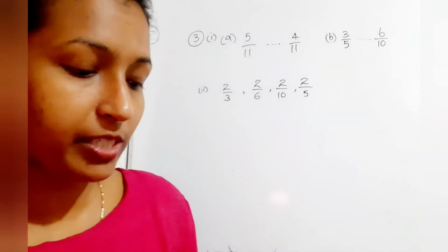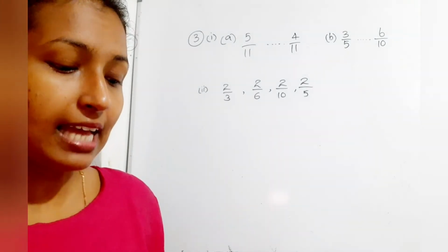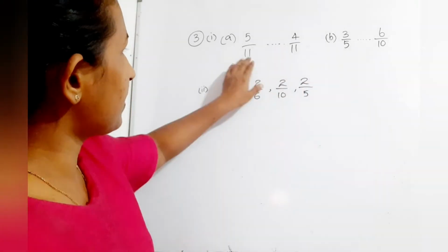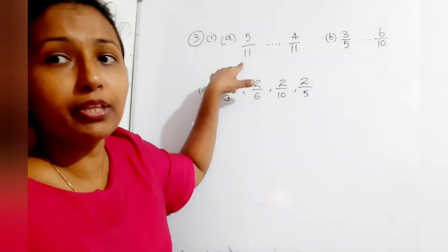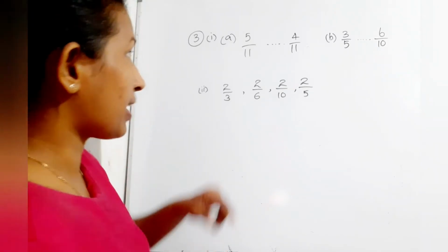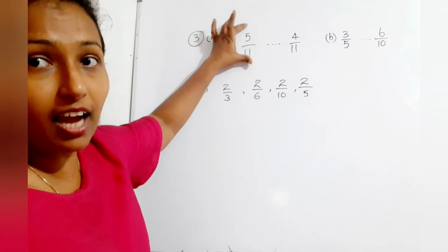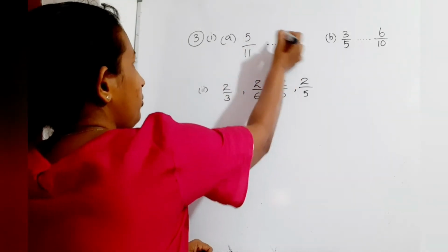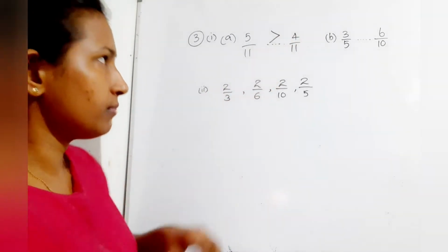Okay, now let's move to the third question. Fill in the blanks using the symbols greater than, less than or equal. Comparison of fractions. First one, A: 5 over 11 and 4 over 11. You can see here, Putala, the denominators are the same. If the denominators are the same, you know the largest fraction is the fraction having the largest numerator. So here this one is the largest fraction because 5 is larger than 4. So 5 over 11 is greater than 4 over 11.